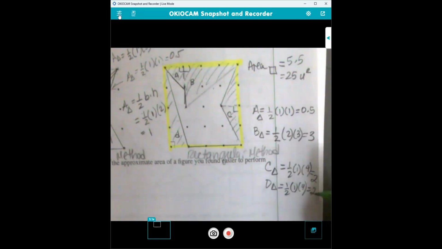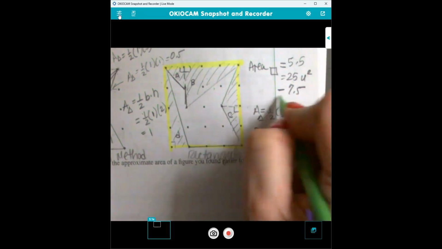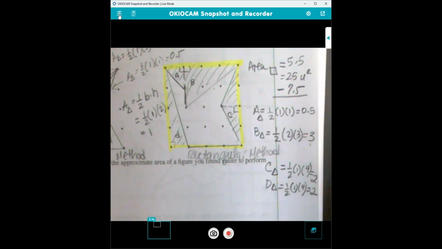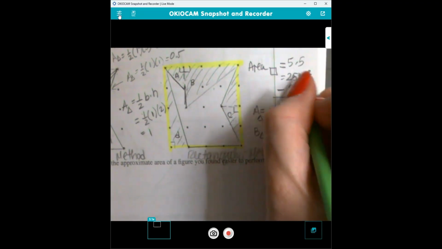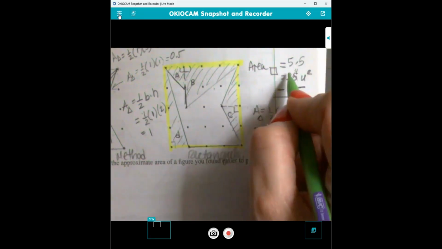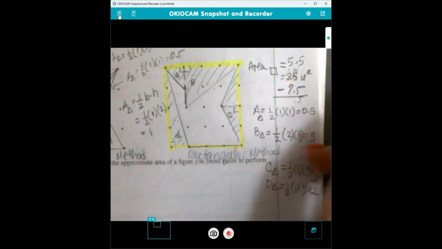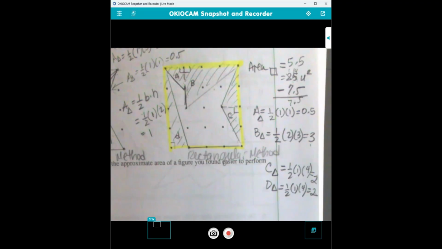So we're going to add this. 2 plus 2 is 4. 4 plus 3 is 7.5. So we're going to subtract from here 7.5. And let's see what we get. Let's see, we get half, and then this will be a 4. So we are going to borrow. Let's see. So this is 7.5.